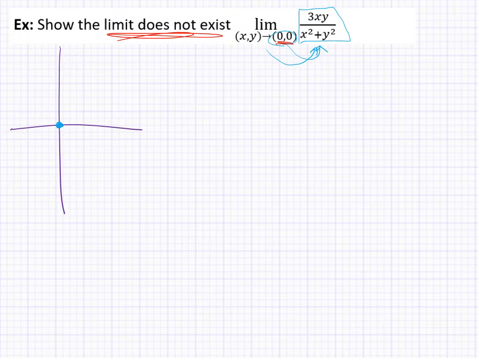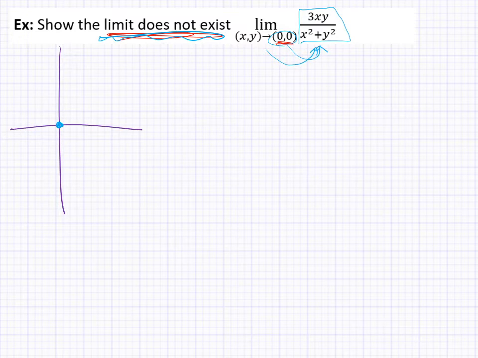So 0, 0, just note, is not in the domain of this function, which is what makes this a little bit more difficult, and therefore part of the reason why the limit's not going to exist. Not the complete reason, because a function could not exist and a limit could exist. Anyway, let's see this. So let's look at a couple of ways to get to 0, 0.